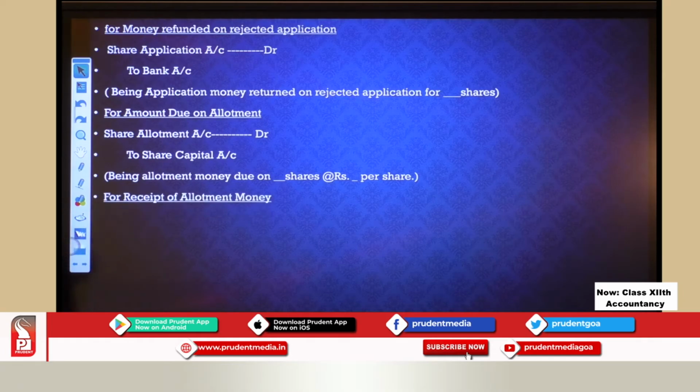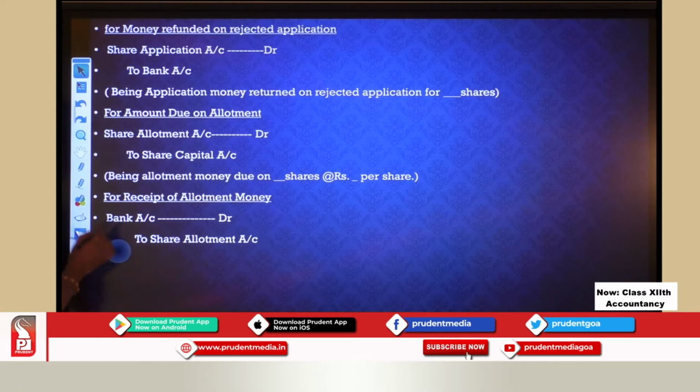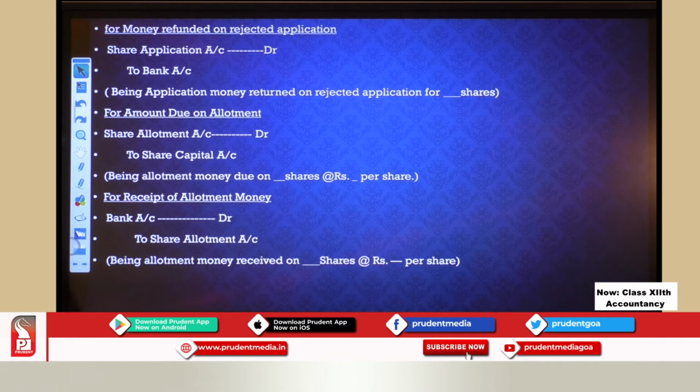Next, now we are collecting the money. For receiving the allotment money, which money are we collecting? We are collecting the allotment money. So when we are collecting, bank is the receiver. So bank account debit to share allotment account, because in the previous entry we had created the share allotment account, we had debited it. Now we want to close it. So we will have to credit it, and debit bank. So we have already collected the amount. Write the narration now: being allotment money received on dash shares at rupees dash per share.